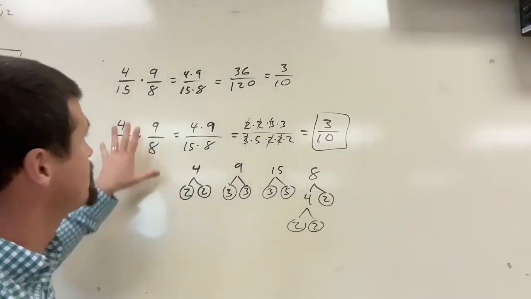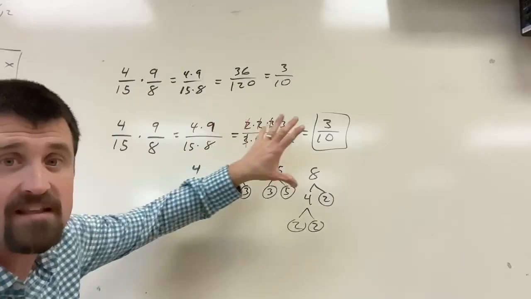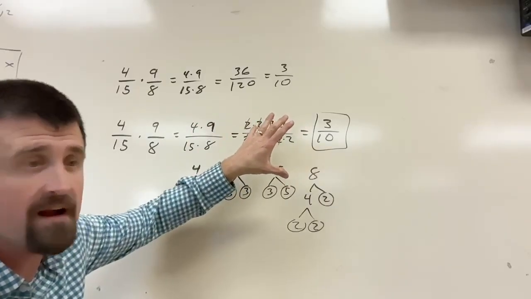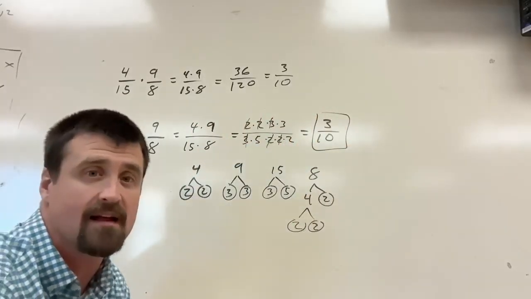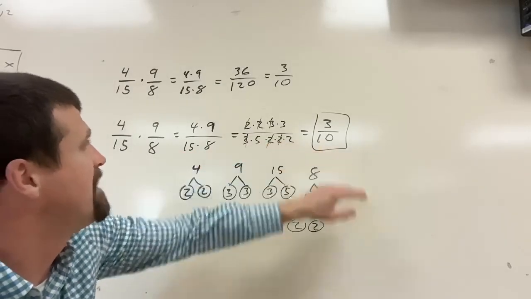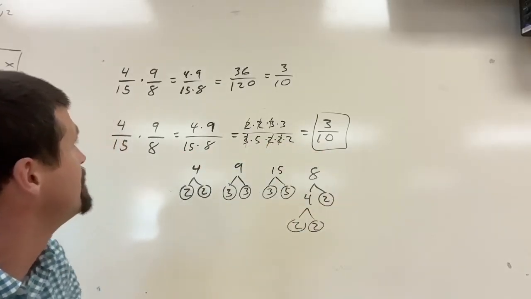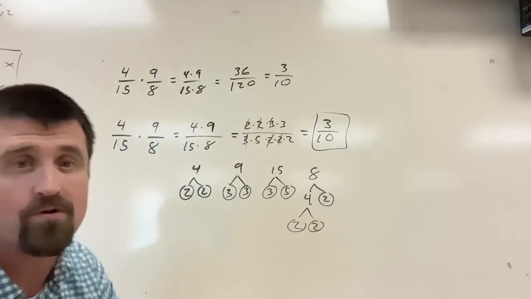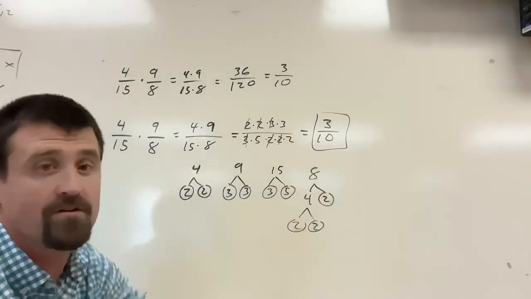So again, when we're multiplying fractions, I'm always going to break everything down first and see what cancels before I put anything together. So once I get it to one fraction, I am simplifying that fraction before I multiply. There's no reason to go to 36 over 120 when we're trying to get the reduced fraction answer.